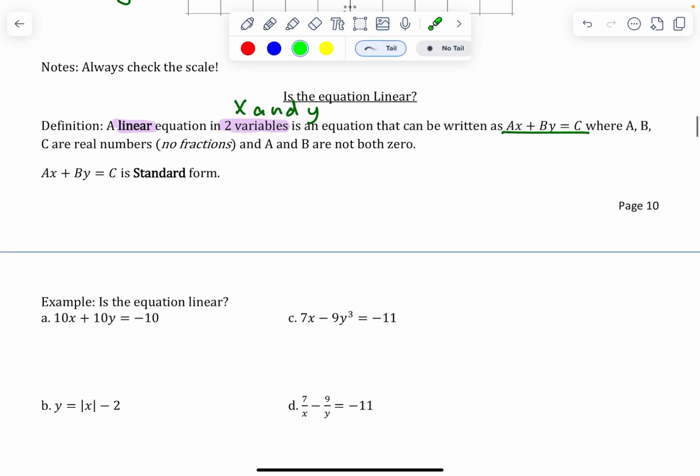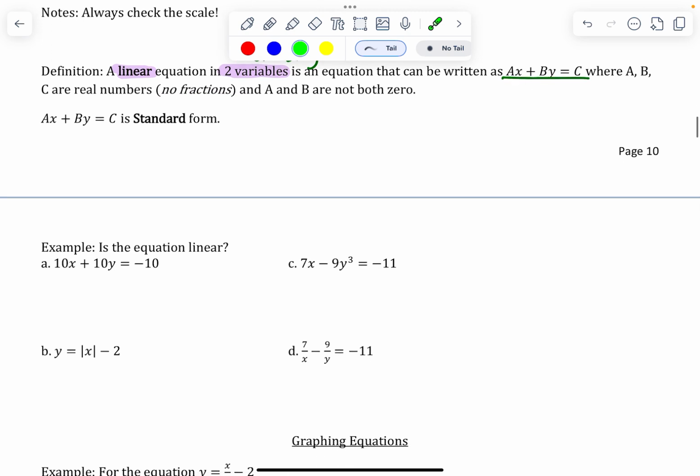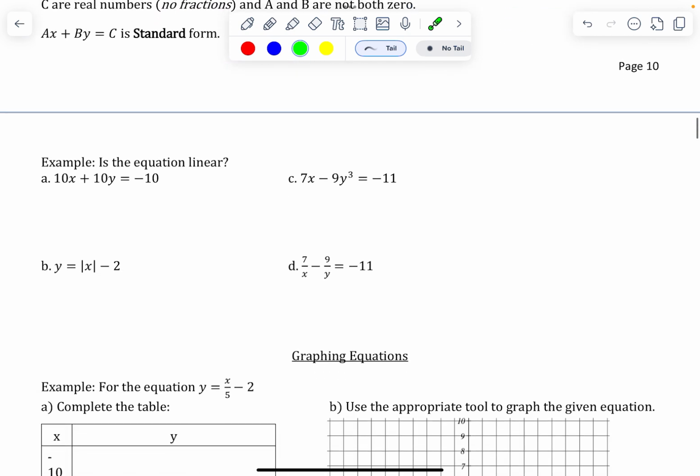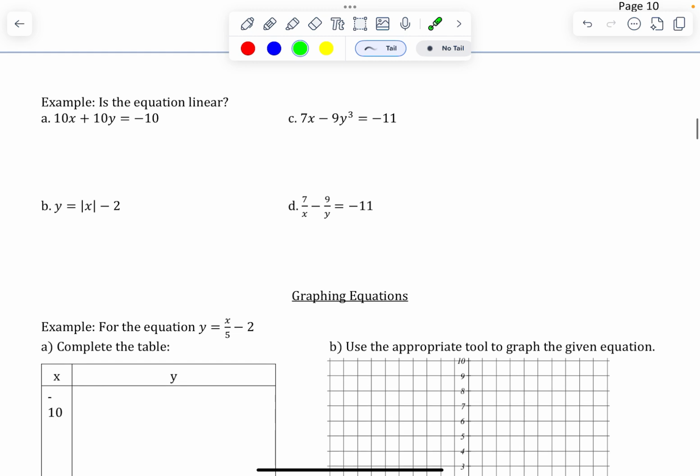So that's called standard form of a line, ax + by = c. So a cannot be 0 if b is, and b cannot be 0 if a is, and they cannot be fractions, okay? So the first example says, is the equation linear?